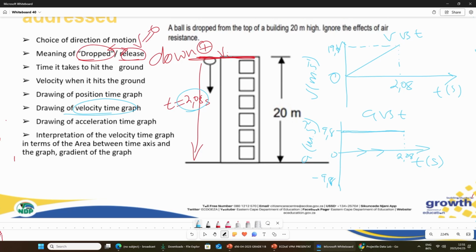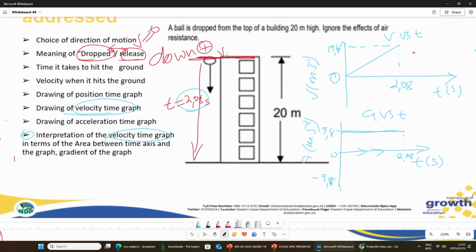Okay. Now, the last bullet here is the interpretation of the velocity versus time graph, in terms of the area between the time axis and the graph, and the gradient. When we look at this graph, remember that the gradient in maths is y2 minus y1 divided by x2 minus x1.